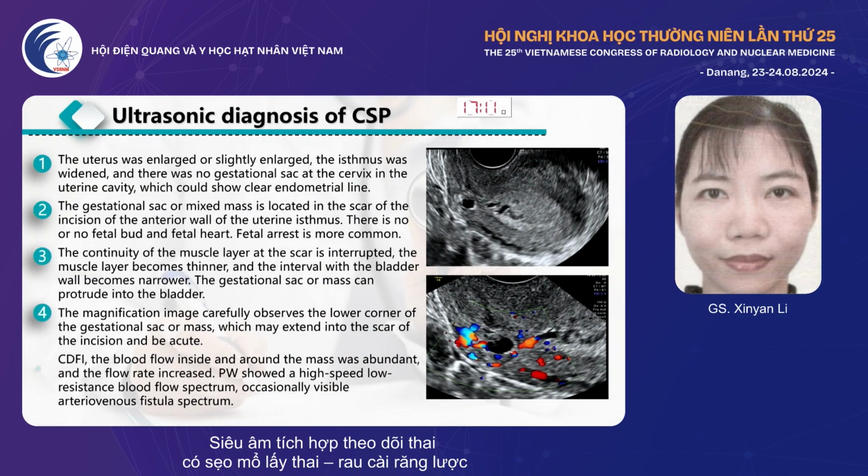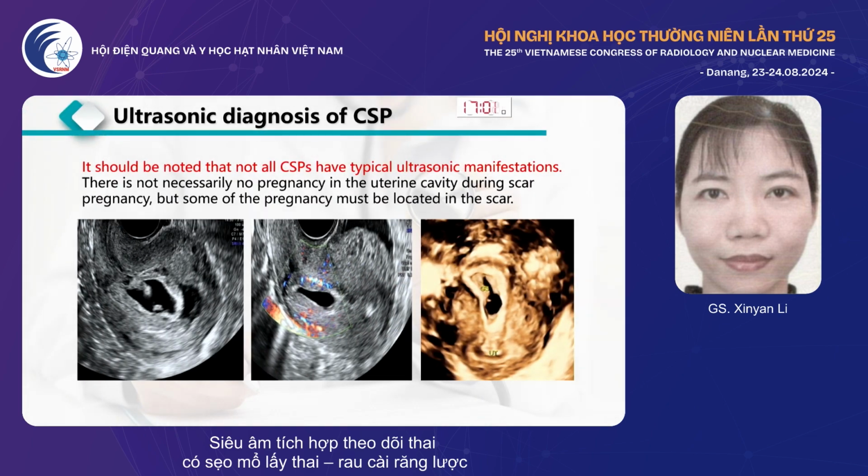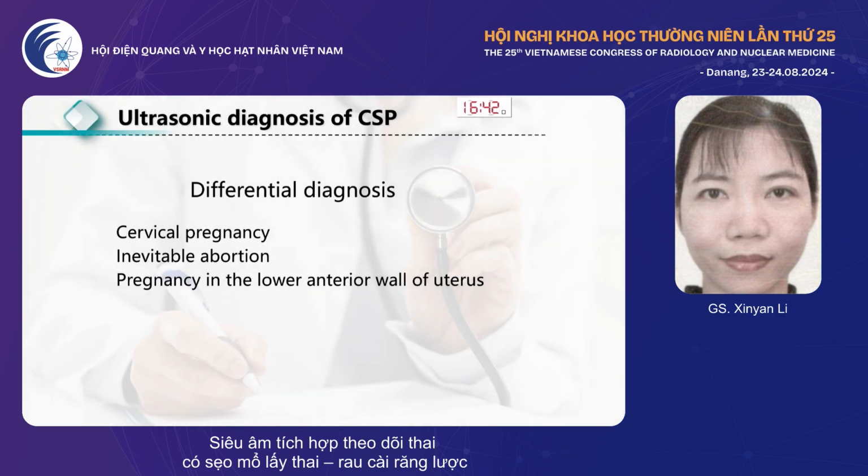The ultrasonic diagnosis criteria of CSP are as follows. It should be noted that not all CSP have typical ultrasonic manifestations. There is no pregnancy in the uterine cavity, but the pregnancy must be located in the scar. CSP needs differential diagnosis from the following diseases: cervical pregnancy, inevitable abortion, and pregnancy in the lower anterior wall of the uterus.